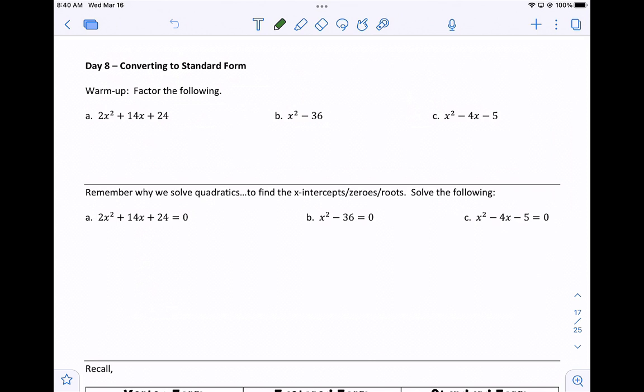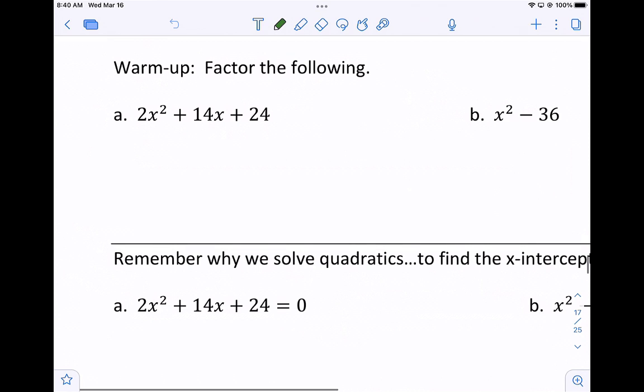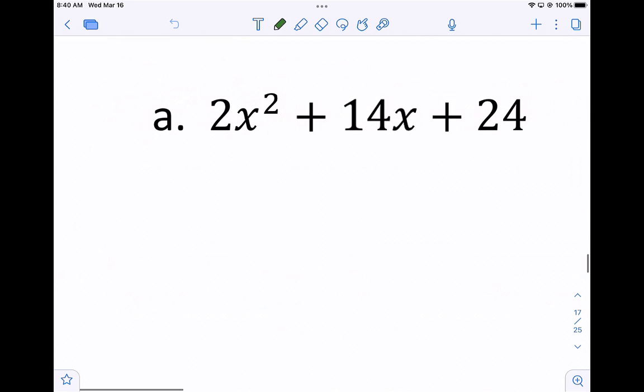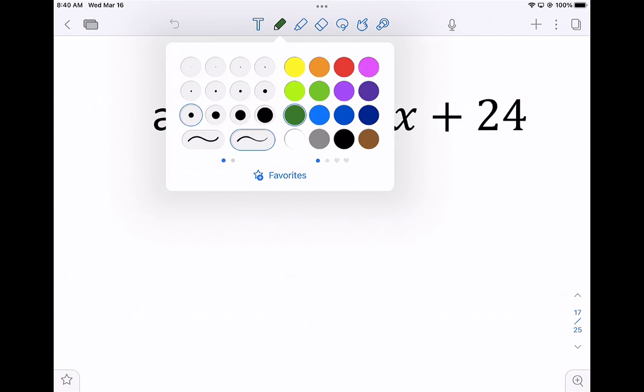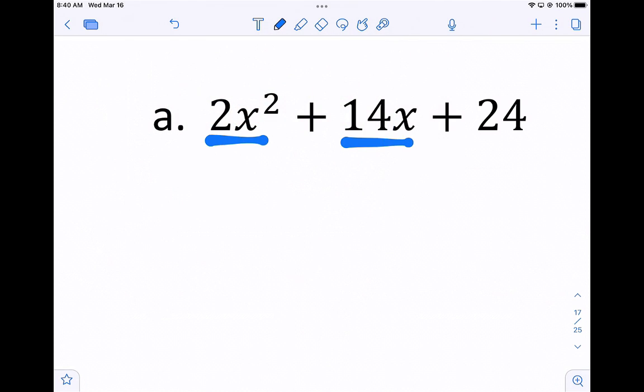We'll be talking about converting to standard form. So a quick review of what we've been doing the last few days, which is factoring. So taking your trinomial, or in this case a binomial, and factoring it. If we see a number in front of the x squared, the first thing that we can try to do is pull out a greatest common factor. Is there a number that we can divide out of each of the three terms?